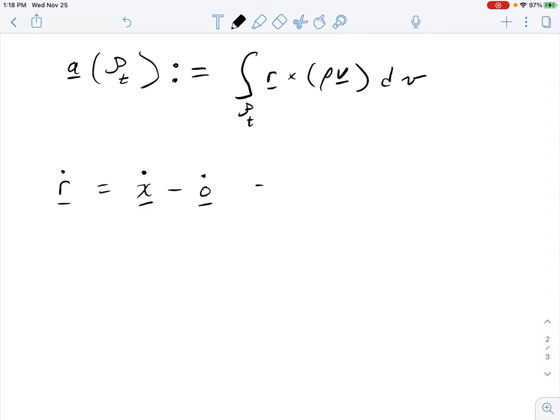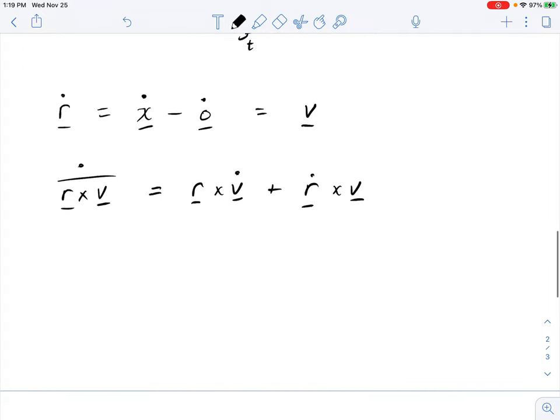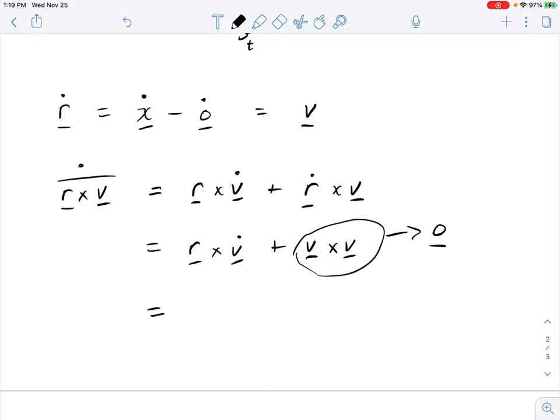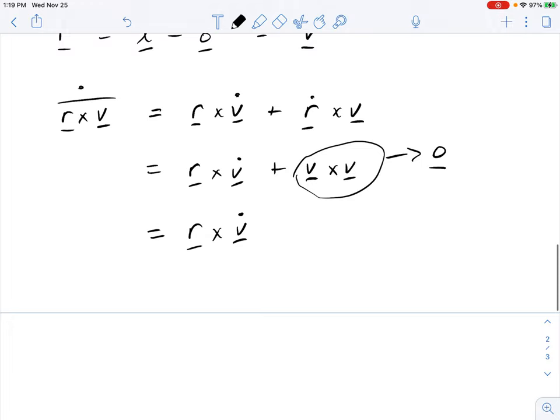So this is equal to the velocity. So if we look at the time derivative of R cross V, that is equal to R cross V dot plus R dot cross V, which is equal to R cross V dot plus V cross V. That's zero, so this is equal to R cross V dot. All right, so that's going to be useful for our time derivative of the angular momentum. So now let's write out the time derivatives of L and A.